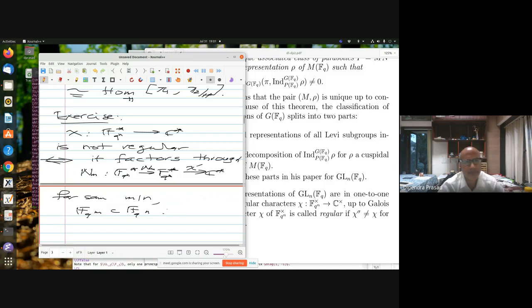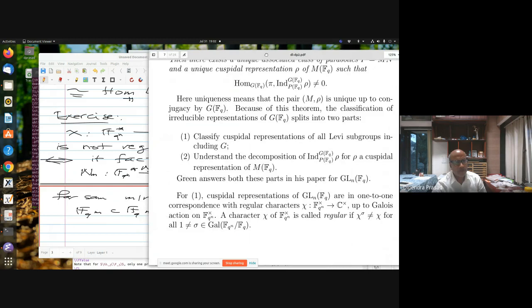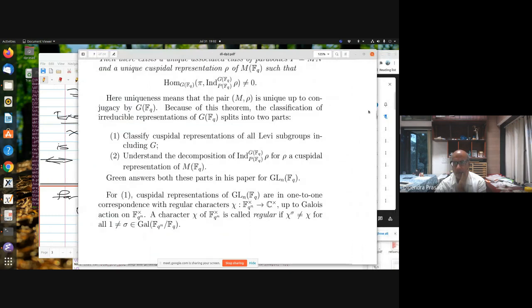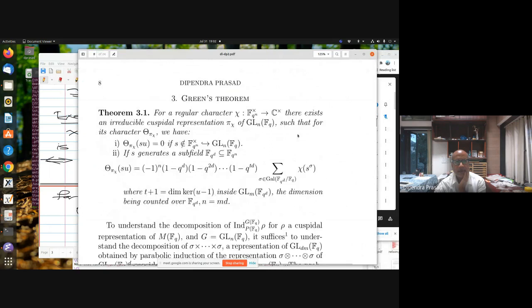So for GL2, we would be talking about F_{q^2}^*, and those characters of F_{q^2}^* which factor through the norm are the non-regular characters. They are very few in number compared to all characters on F_{q^2}^*, which are q^2 minus 1 in number, and the ones which come from the norm are q minus 1. So most of the characters are indeed regular.